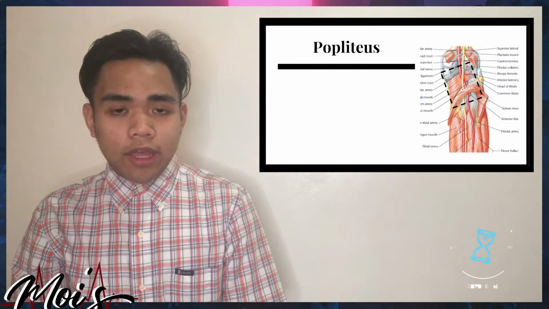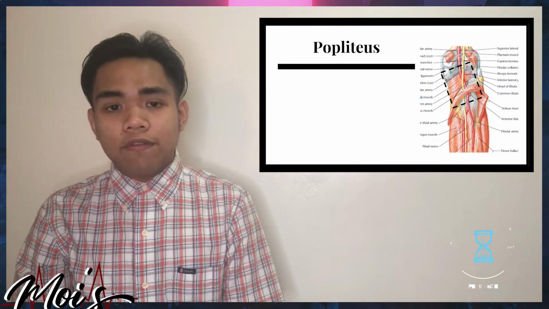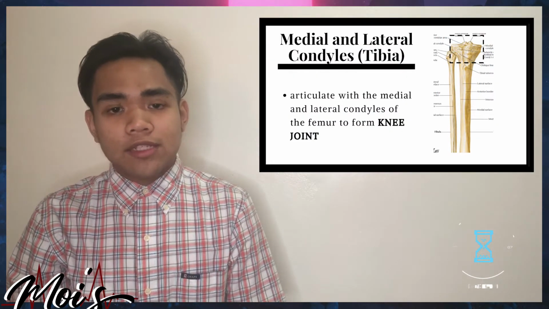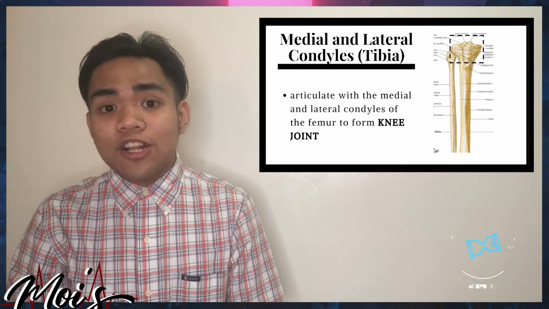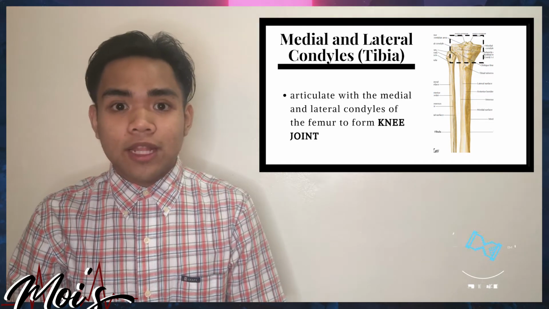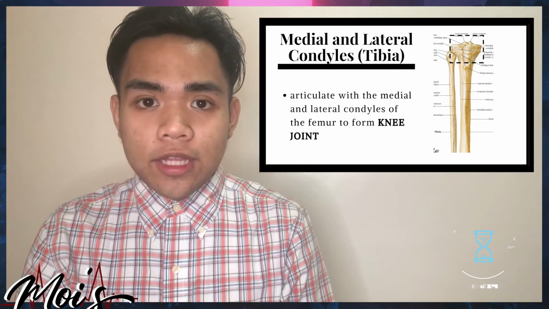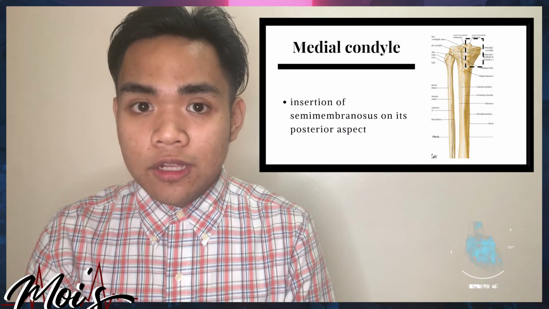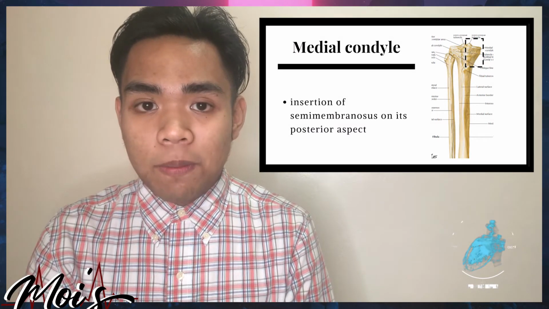At the upper end of the tibia, we have the medial and lateral condyles. These condyles articulate with the medial and lateral condyles of the femur along with the patella to form the knee joint. The medial condyle serves as the insertion point of the semimembranosus muscle at its posterior aspect.